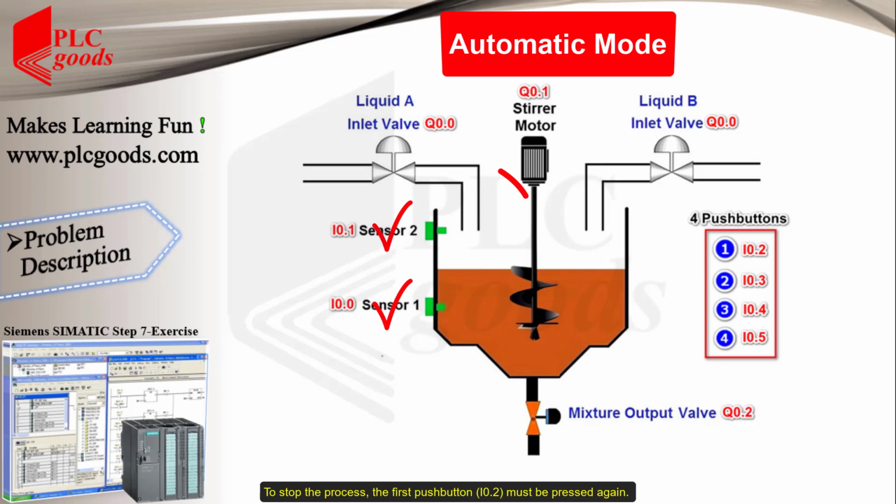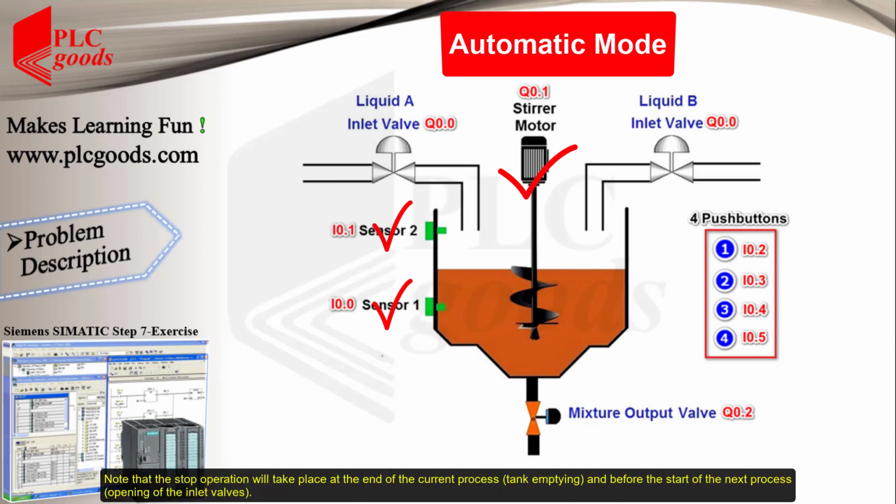To stop the process, the first push button, I0.2, must be pressed again. Note that the stop operation will take place at the end of the current process and before the start of the next process, the opening of the inlet valves.